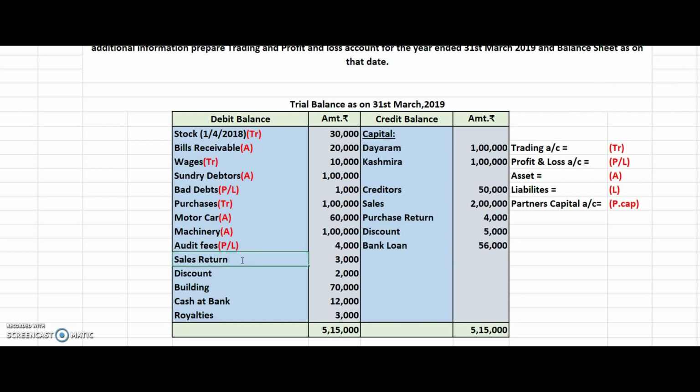सेल्स रिटर्न, जो भी आप बेचते हो कस्टमर्स को, कभी कभी उसमें से कुछ सामान खराब निकलता है, इसके लिए वो वापस आ जाता है, उसको सेल्स रिटर्न कहते हैं, या कुछ क्वेश्चंस में उसको रिटर्न इनवर्ड भी कहते हैं. सेल्स रिटर्न इज टू बी सब्ट्रैक्टेड फ्रॉम सेल्स व्हिच इज अ पार्ट ऑफ ट्रेडिंग अकाउंट. देयरफॉर सेल्स रिटर्न इज कनेक्टेड टू सेल्स एंड दैट विल आल्सो गो टू ट्रेडिंग अकाउंट.